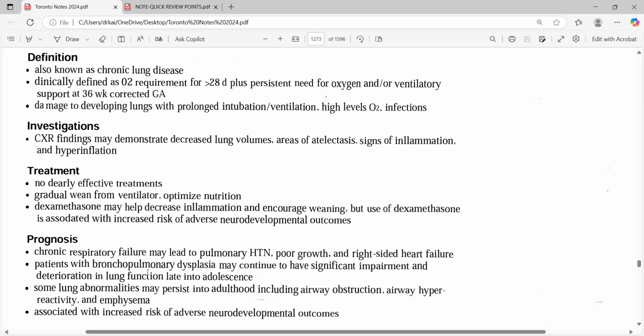A patient with bronchopulmonary dysplasia may continue to have significant impairment and deterioration. Some lung abnormalities can persist into adulthood. So think of this one, like what can be the consequences later on. So what are those ones? Obstruction and emphysema. Then the increased risk of adverse neurodevelopmental outcomes because they're using steroid. So the prognosis is very, very important for this one, and it can be asked in the question.